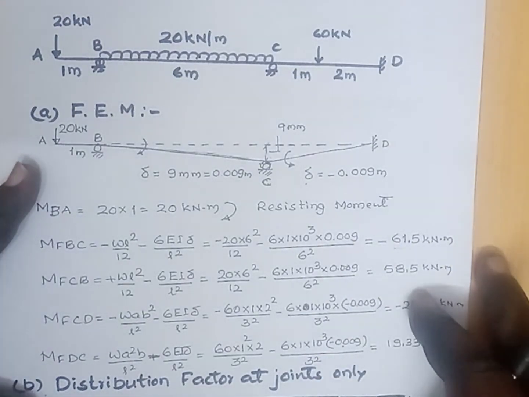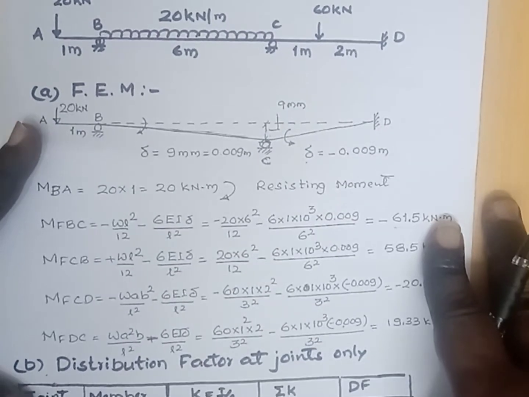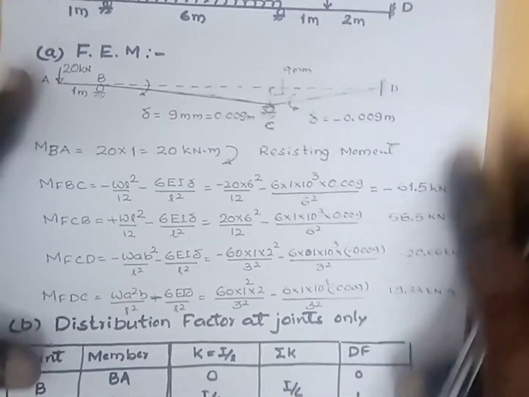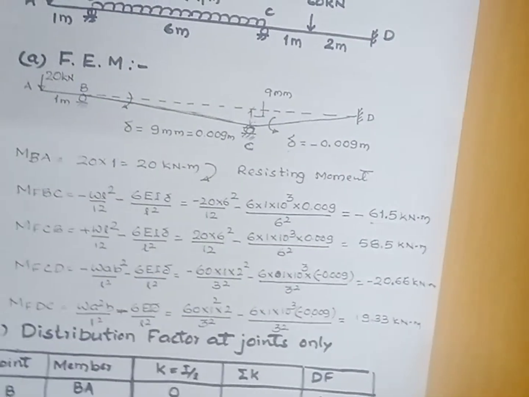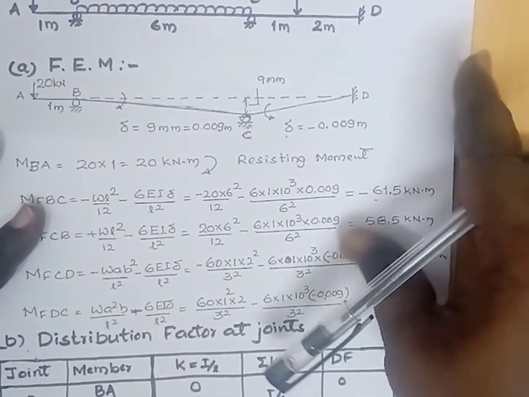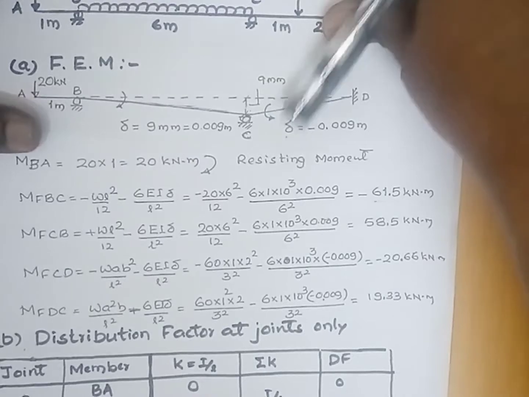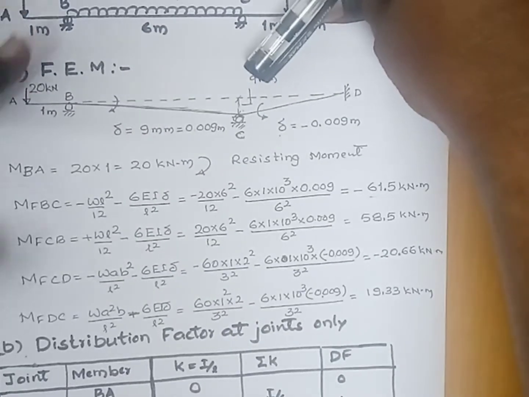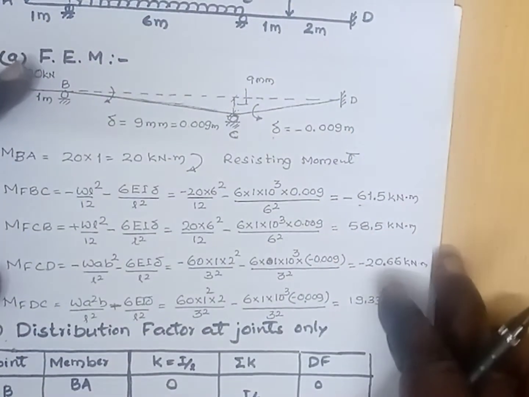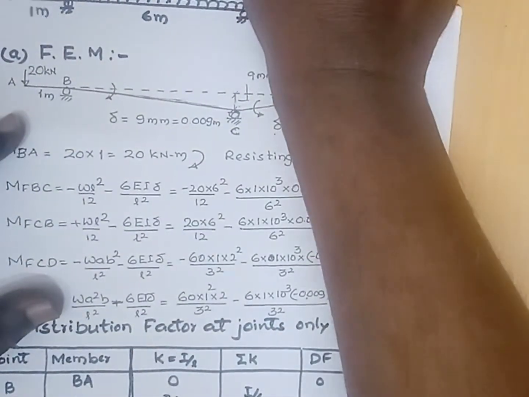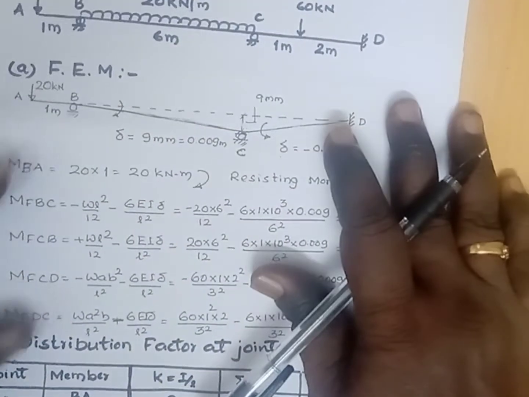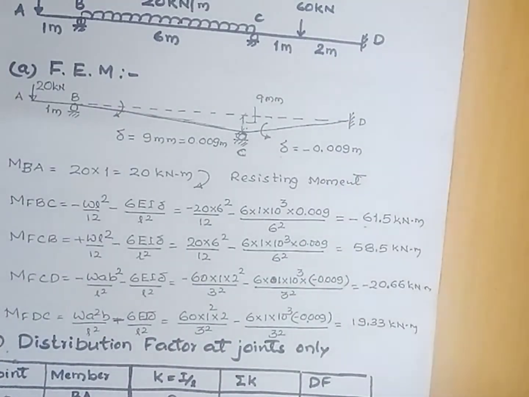Then you have to calculate the distribution factor for the joints only. Here the first joint is B. Here with respect to joint B, there are two supports, two spans are there at joint B.